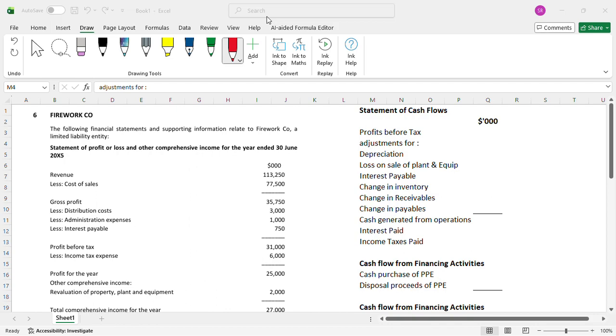Hello everyone, this is a practice question on statement of cash flows. It is a 15 marker. Let's dive in.